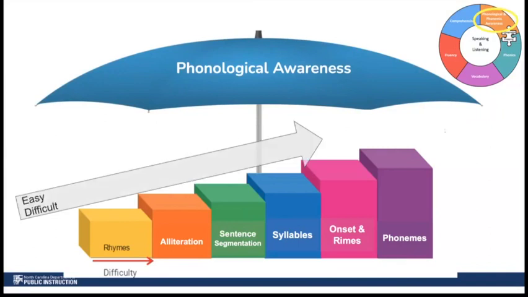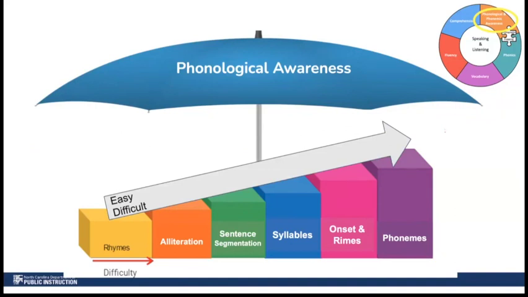So rhymes are easier for kids to hear. They're easier for them to be able to pull out words that end the same. Then we go to alliteration, which is really thinking about the first sound of the word. So if I said ball, and I said bug, and I said top, which words have the same sound? The alliteration, that's ball, bug, the b sound.